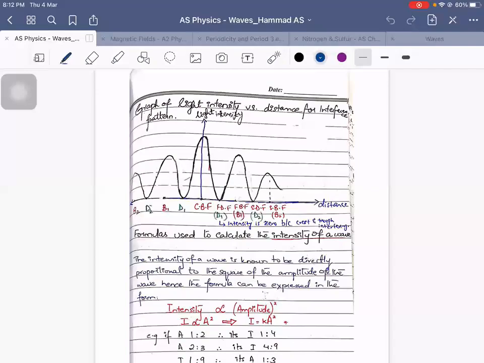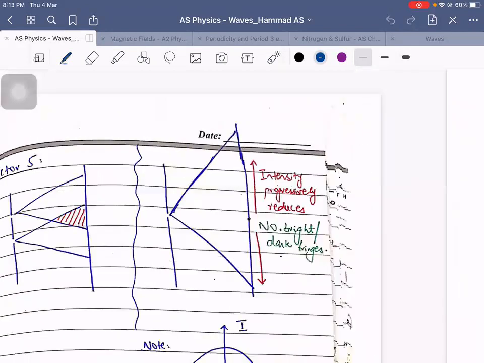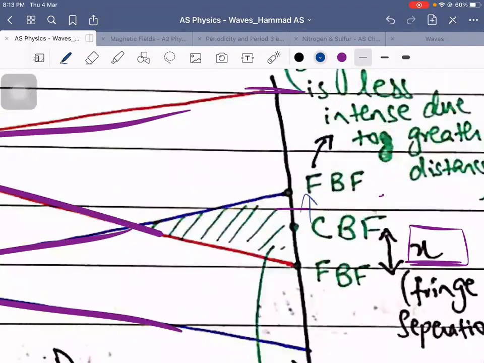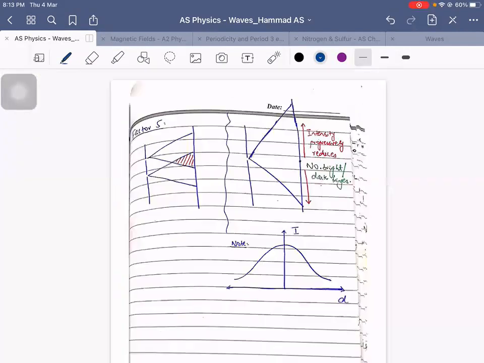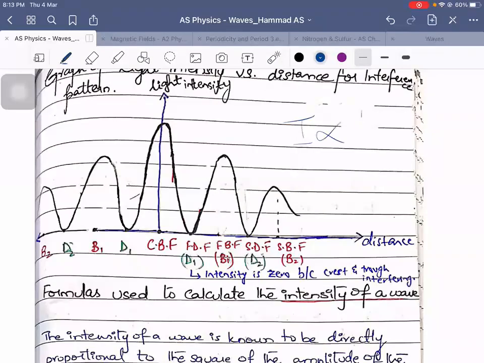You need to notice that from Young's double slit experiment, the central bright fringe, I mentioned it yesterday as well, will have the maximum intensity of light. And as you move from the central bright to the first bright, you are covering a certain distance. And when you cover a certain distance, the intensity is inversely proportional to the distance. So the intensity of light would decrease.